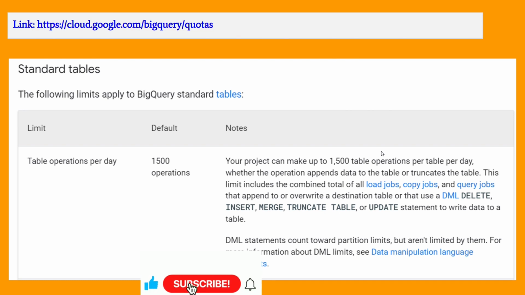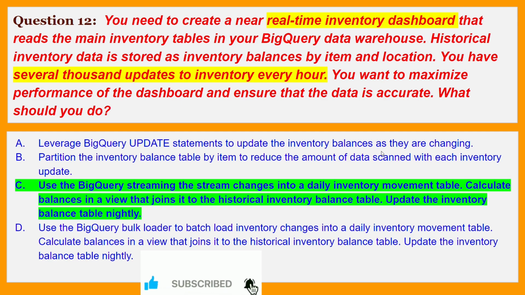So because of that reason, we cannot go for option A and B. Options A and B are mainly to use an update statement to update the inventory tables as they are changing, and the second one is partitioning the inventory table by item to reduce the amount of data scanned with each inventory update. So we cannot use option A and B because the question is talking about several thousands of updates to inventory every hour. So we have to use option C here.